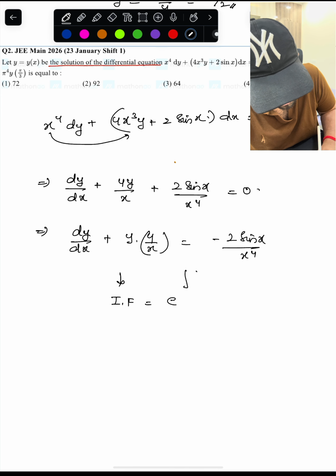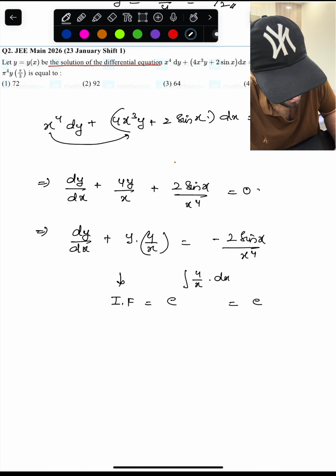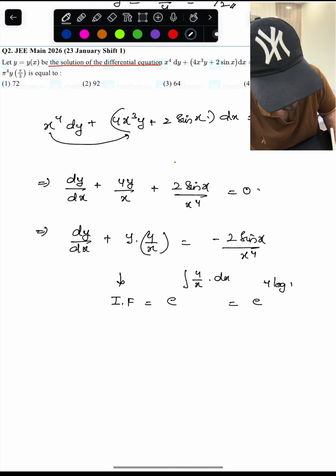So now we need to calculate our integrating factor, which is e power integration of 4 by x dx. That is nothing but, integration of 1 by x dx is log x, so 4 log x.